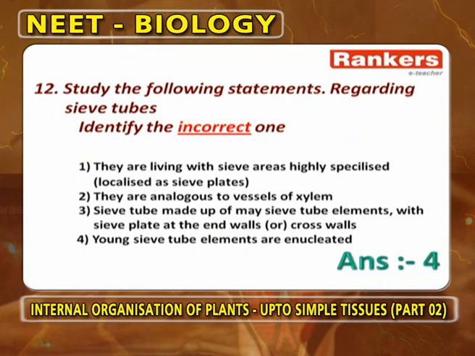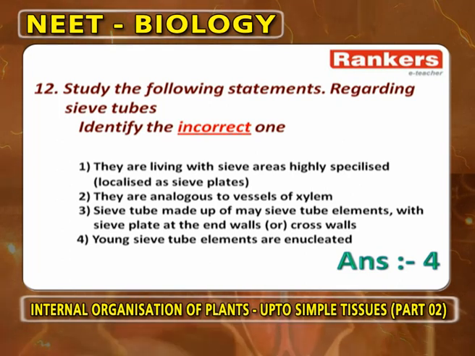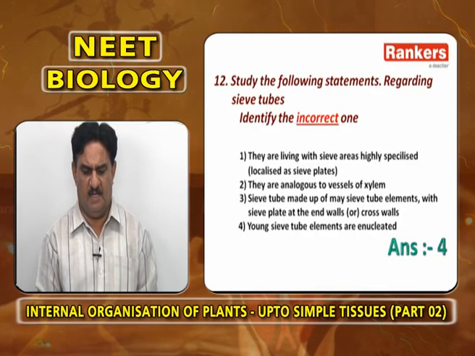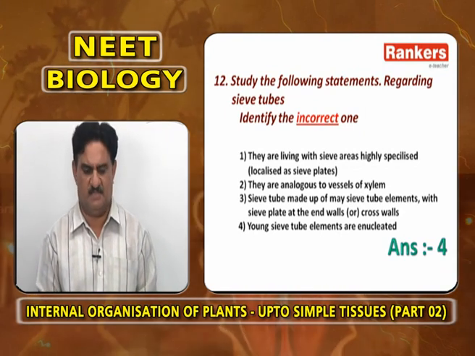Study the following statements regarding sieve tubes. Identify the incorrect one. This is belonging to phloem. They are living with sieve areas highly specialized, localized as sieve plates. Correct. They are living cells with highly specialized sieve areas which show both sieve plates and sieve pores.